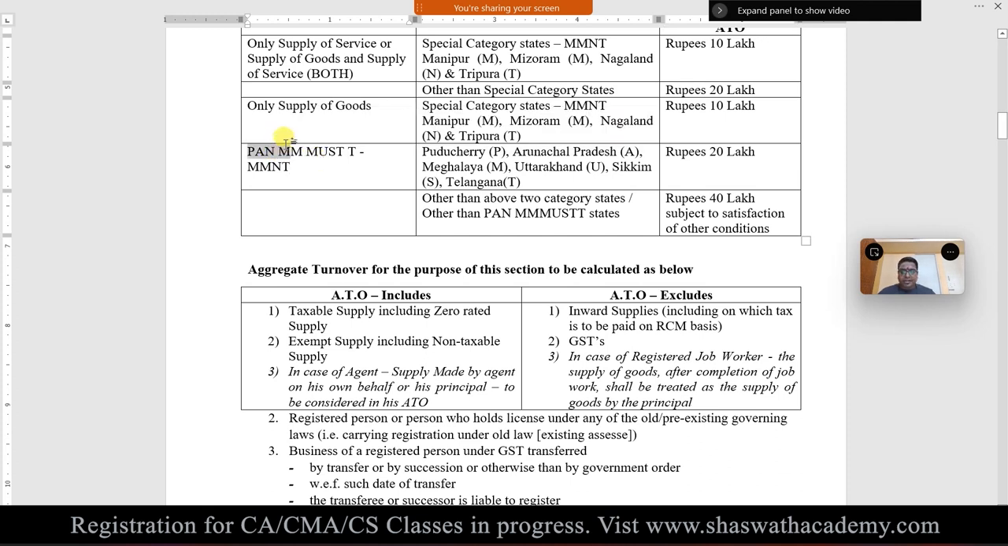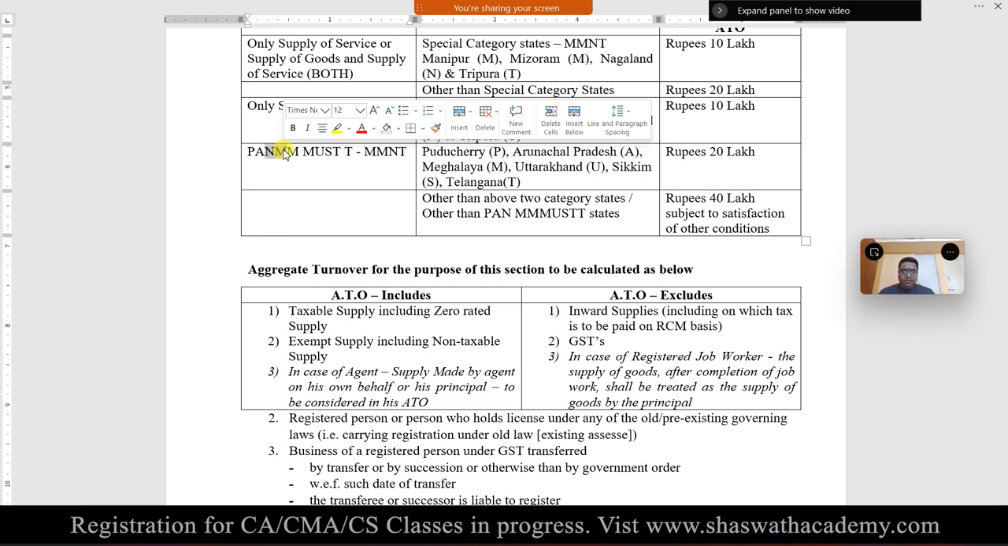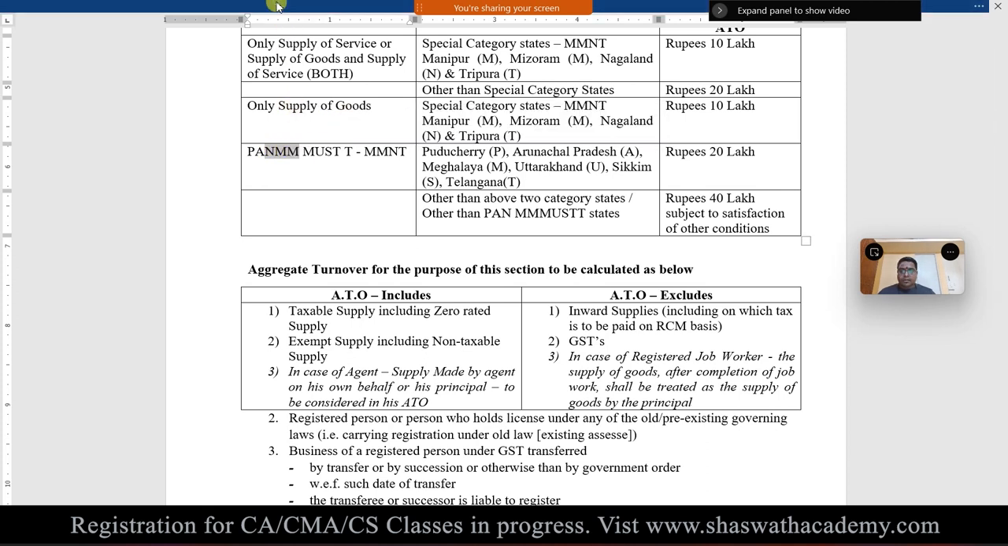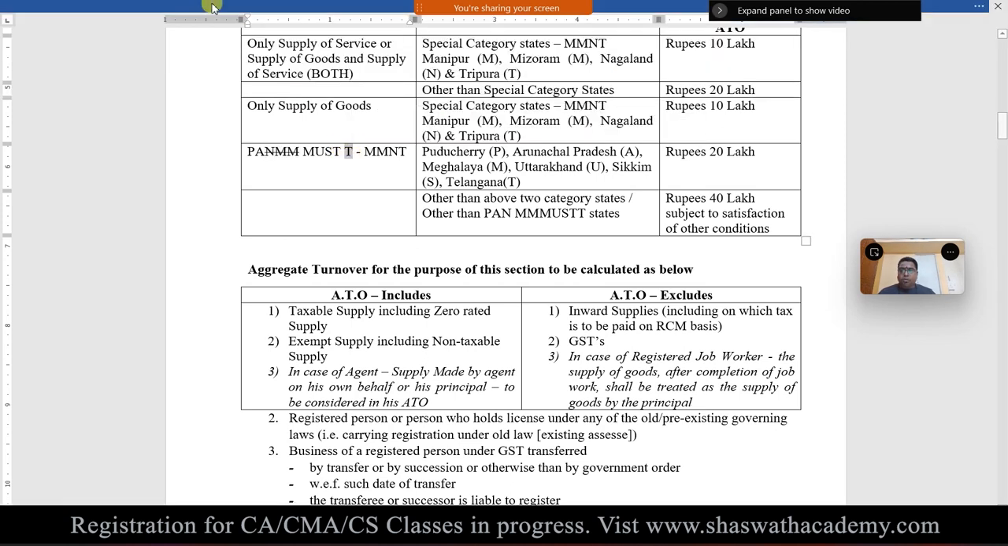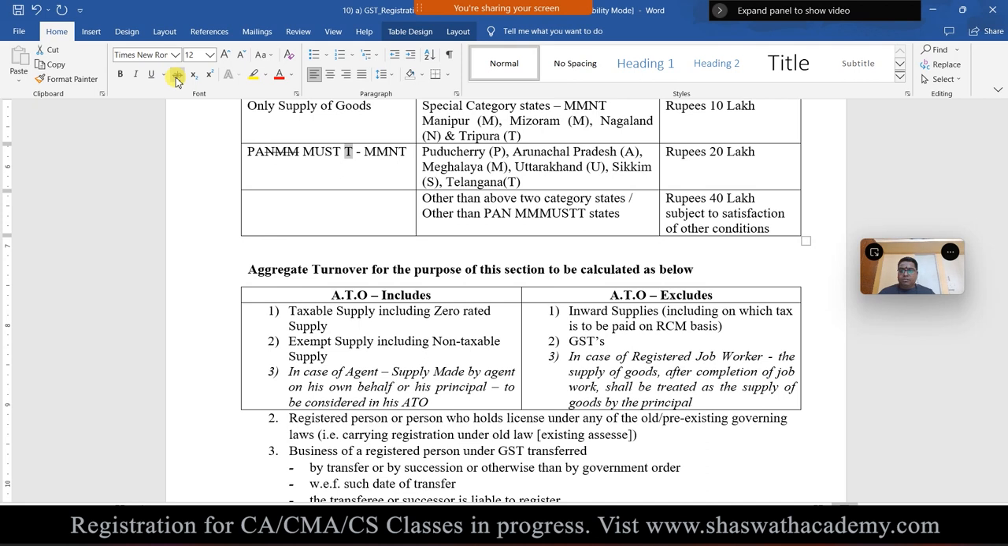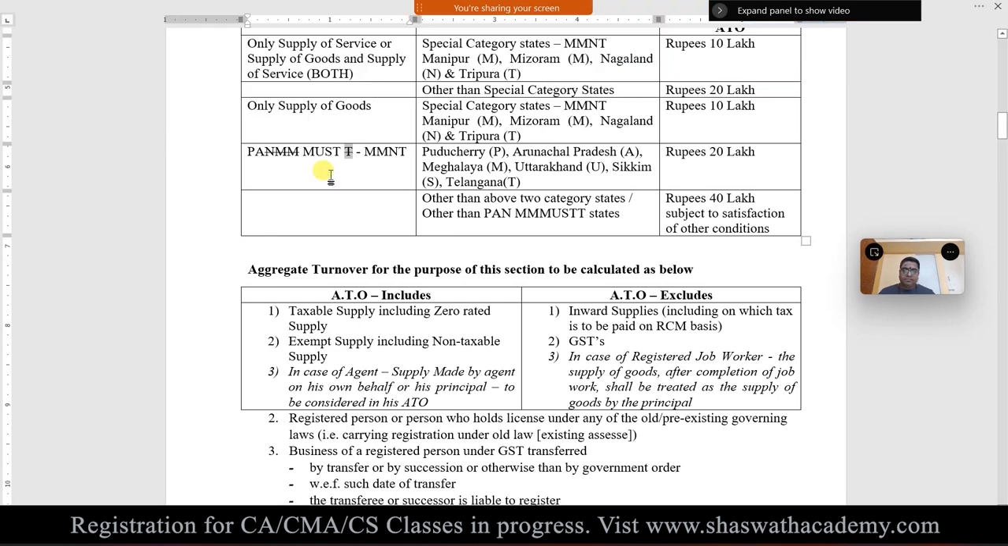If I strike down these two areas over here, MMNT, we will calculate this way. 2M is to be struck down and NT has to be struck down. If we strike down Manipur, Mizoram, Nagaland, Tripura, what are the other states that stand for? What is the balance in the PAN must? Puducherry, Arunachal Pradesh, Meghalaya, Uttarakhand, Sikkim, Telangana.